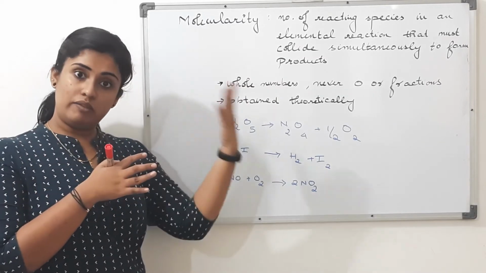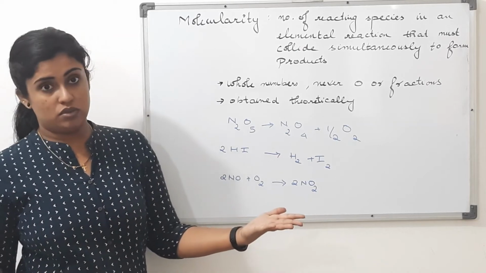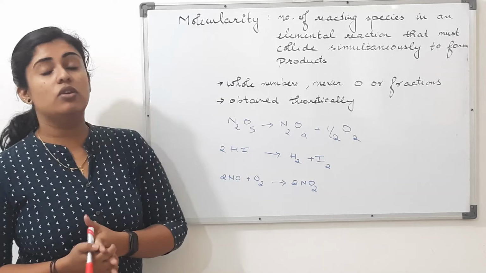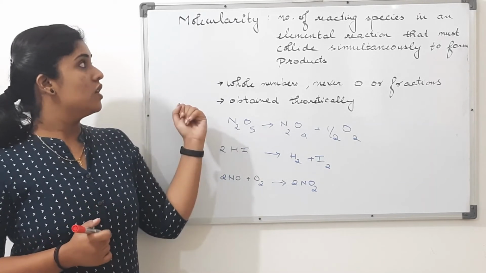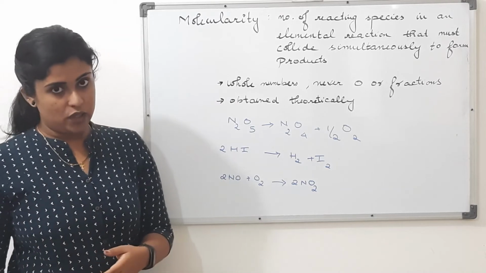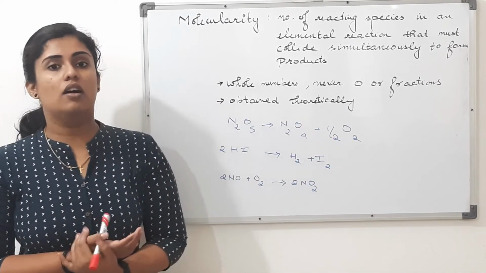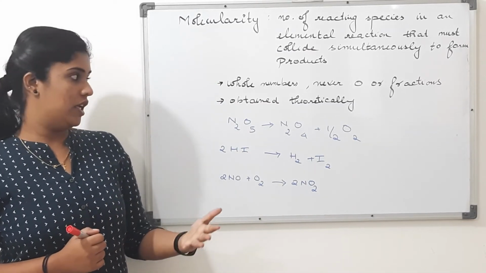And order, when we considered, could be 0, it could be whole numbers like 1, 2, 3, or it could even be fractions. But molecularity can never be 0 or fractions, it is only whole numbers like 1, 2, or 3. And order is obtained experimentally. You can't look at an equation and theoretically predict the order of a reaction. However, molecularity can be predicted theoretically.